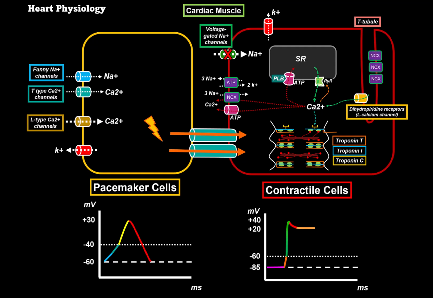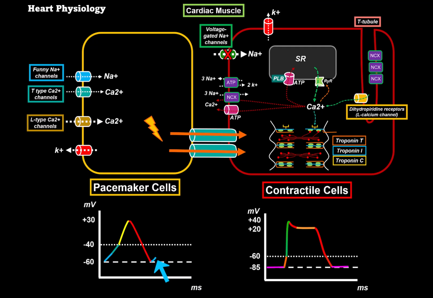And there's an abundance of these sodium-calcium exchangers along the cell membrane, especially at the T-tubule area. Now, as calcium is going out and potassium is still getting pumped out, we will now repolarize the cell all the way back to its resting membrane potential, which is around negative 85 millivolts. While all of this is happening, guess who's working? The funny sodium channels back here.